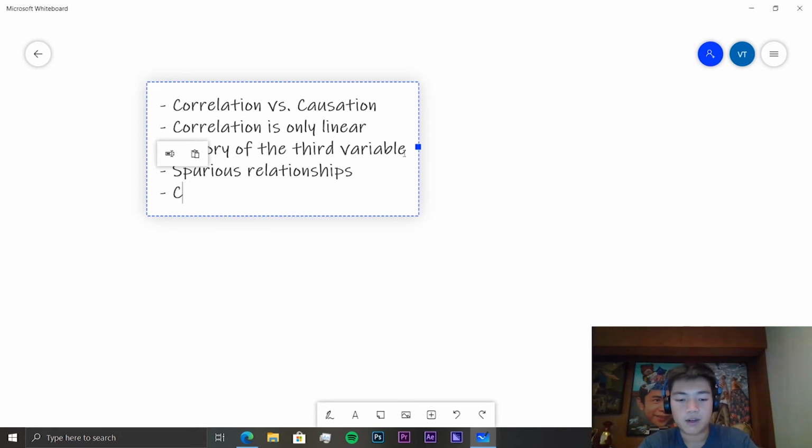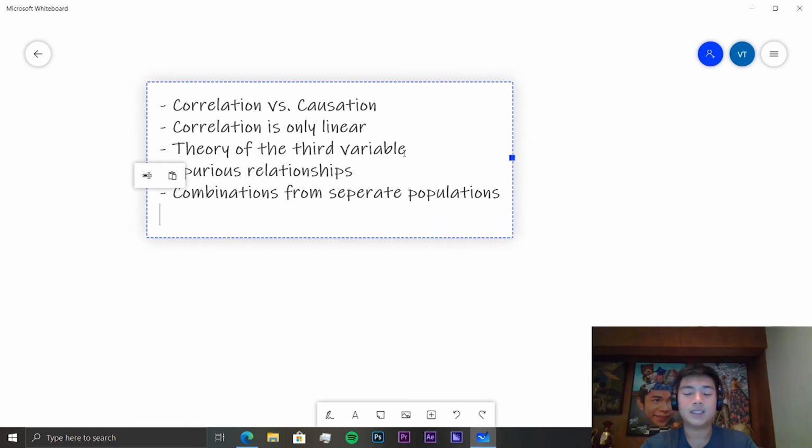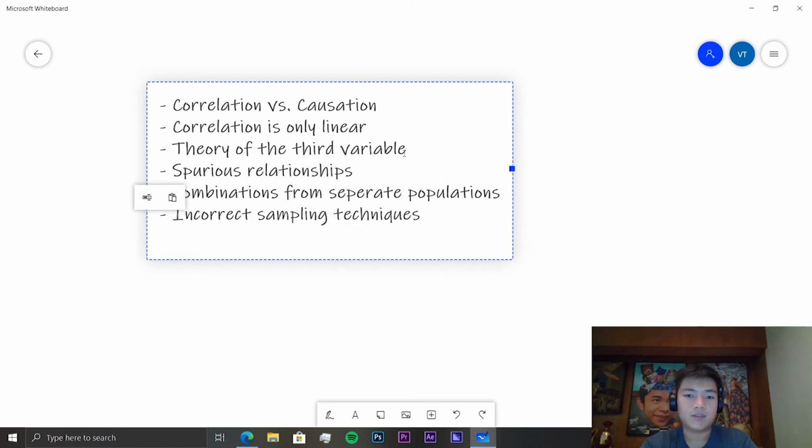Fifth, we have combinations from separate populations. It's essential that the data set arises from one homogeneous population rather than two distinct groups. That's pretty obvious. And finally, incorrect sampling. Obviously, if the data isn't random, then the correlation may not be valid.